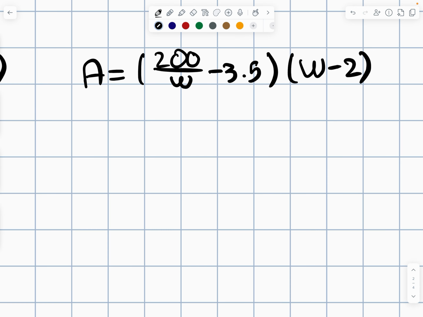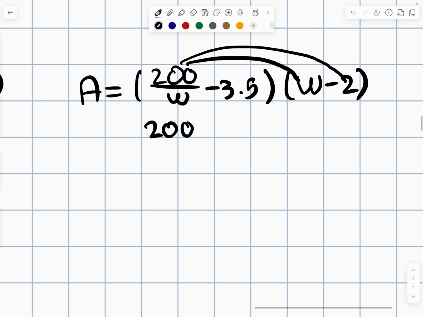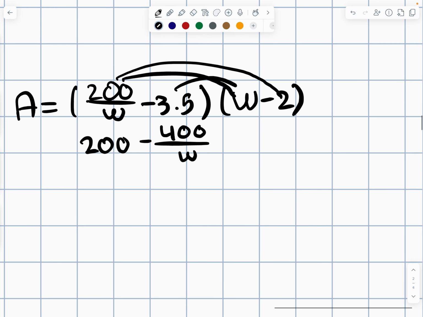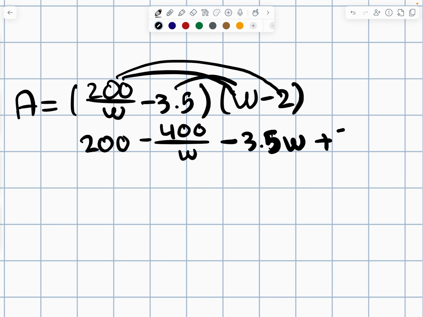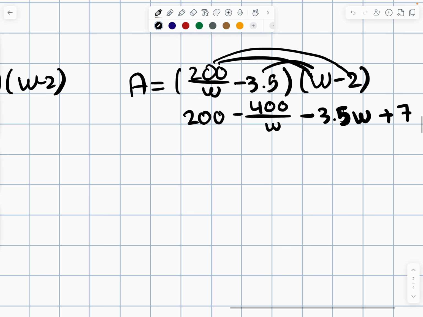This is going to give us, so w times 200 over w is going to be just 200. And then 200 times minus 2 is going to give us minus 400 over w. And now we'll do the same thing with the negative 3.5 on both. So negative 3.5 with w is going to be negative 3.5 times w. And then negative 3.5 times negative 2 is going to give us positive 7. Now, let's just clean this up.